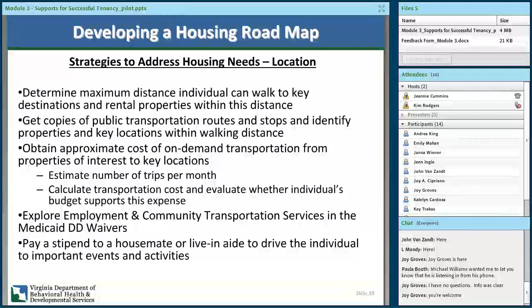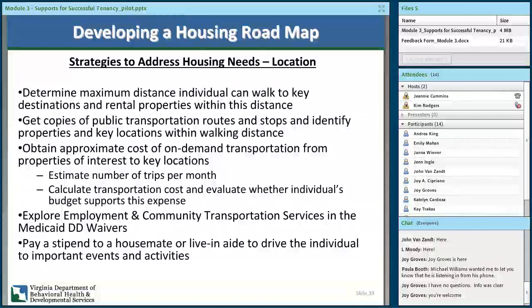Community housing guides can address housing location needs during the housing search by determining the maximum distance that the individual can walk to reach a bus, trolley, or light rail stop, and identifying properties that have transportation stops within this maximum distance. Alternately, community housing guides can obtain copies of major public transportation routes and stops and identify rental properties and key destinations within walking distance of those stops.